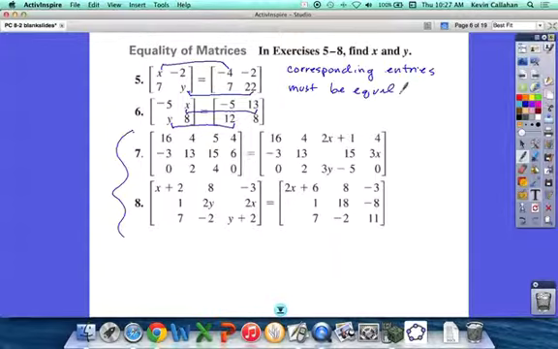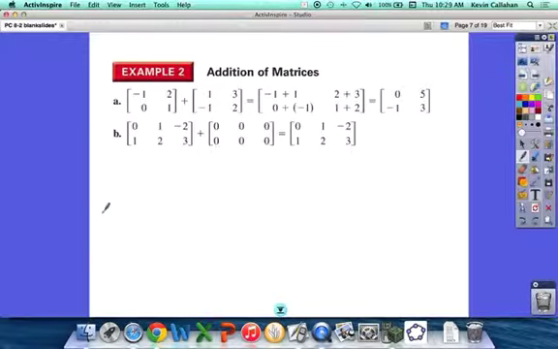Then for the first row, second column, 2 plus 3. It's pretty straightforward. In the end, we're going to get this matrix, 0, 5, -1, 3. Just add the corresponding entries. If I didn't tell you how to do this, you would have guessed that's probably what you're going to do, and you'd be right. The second one's all zeros. So what do you think you're going to get? The same matrix back again.